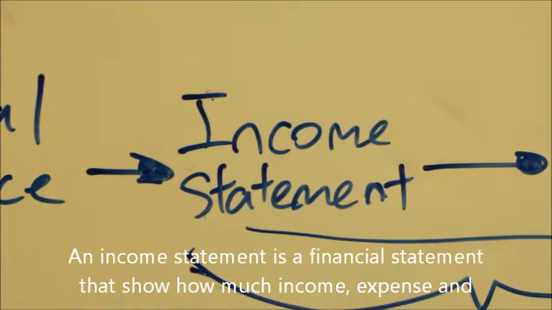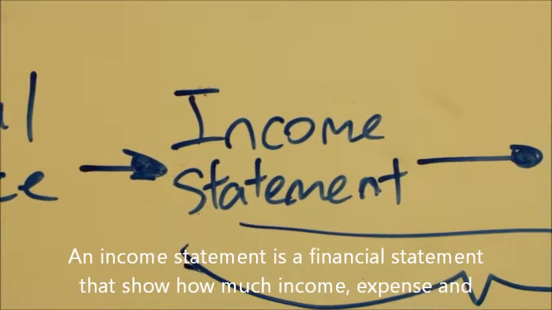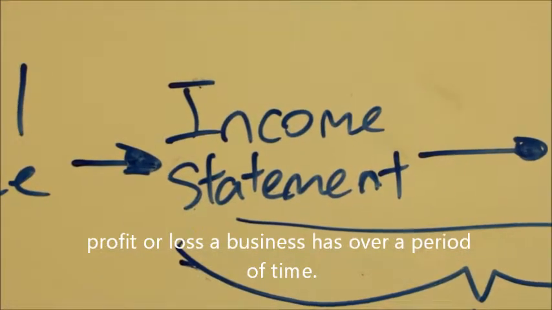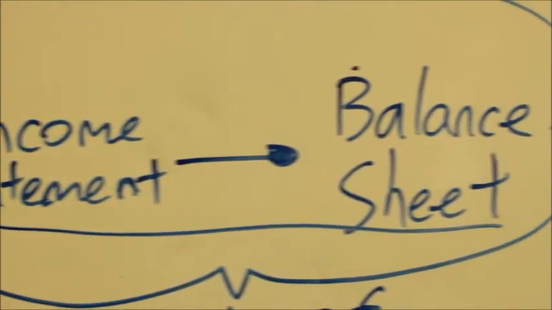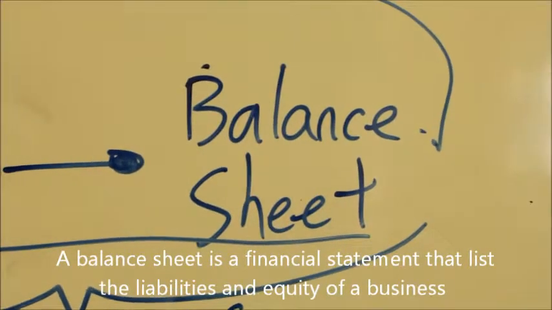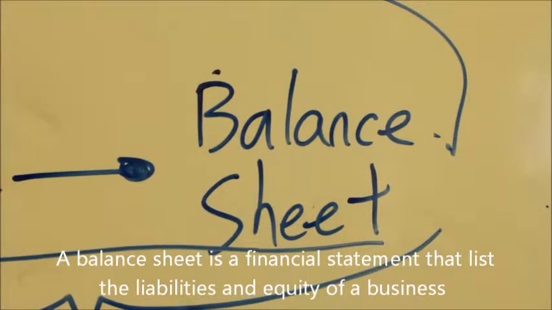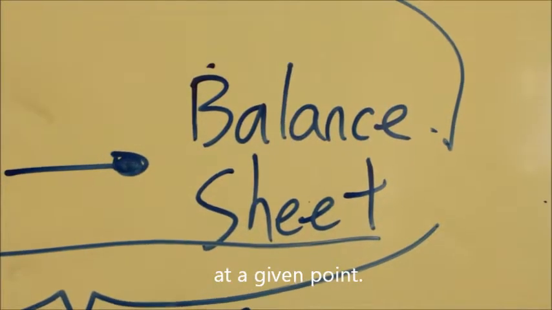An income statement is a financial statement that shows how much income, expense, and profit or loss a business has over a period of time. A balance sheet is a financial statement that lists the assets, liabilities, and equity of a business at a given point.